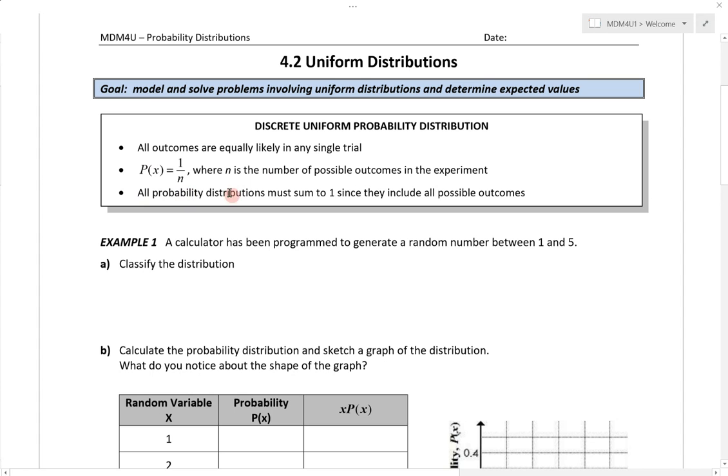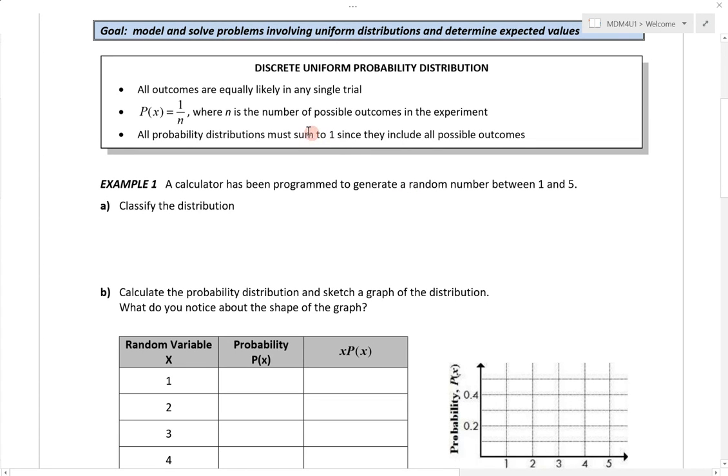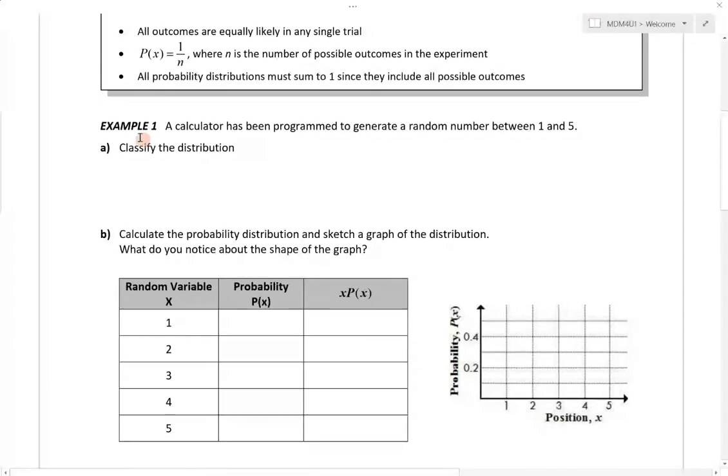And all probability distributions must sum to 1, since they all include all possible outcomes. Okay, so that has been already a given. All the probabilities have to add up to 1 or 100%. So let's look at this example. A calculator has been programmed to generate a random number between 1 and 5.